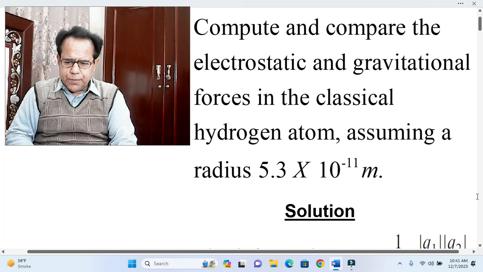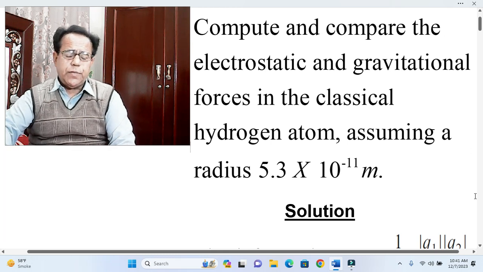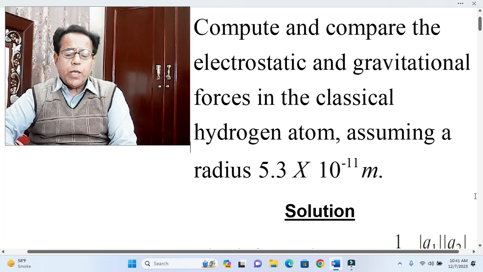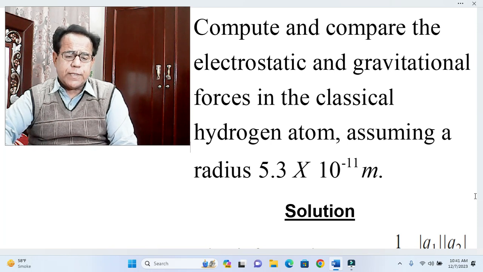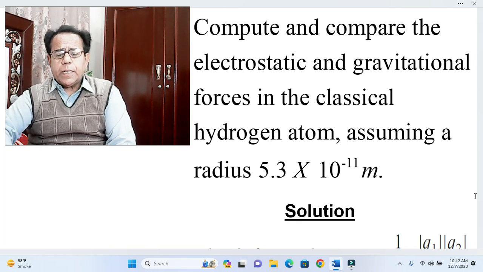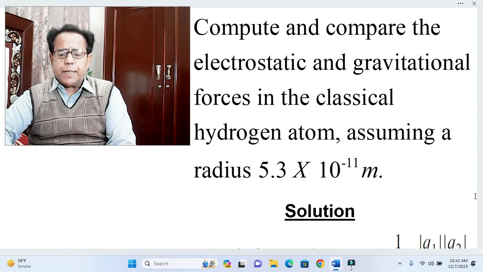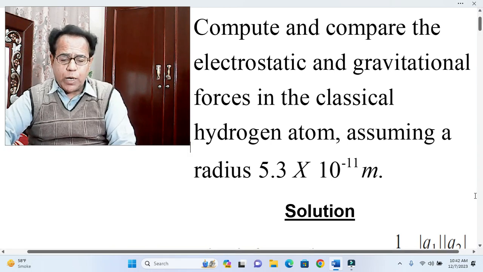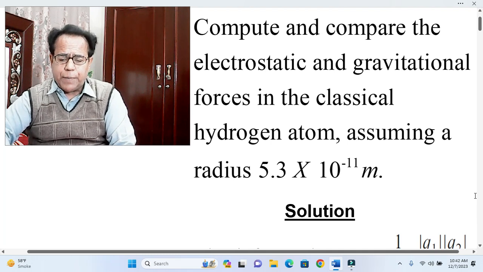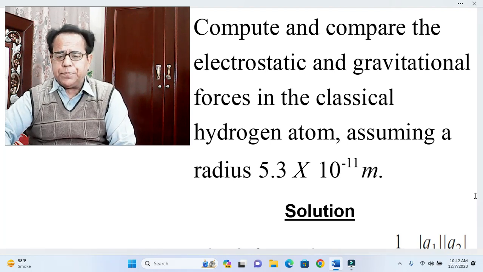This is our next problem, having been chosen from the same book, Modern Physics by Stephen T. Thornton and Andrew Rex. As usual, we first come to its statement. Compute and compare the electrostatic and gravitational forces in the classical hydrogen atom, assuming a radius 5.3 × 10^-11 meter.